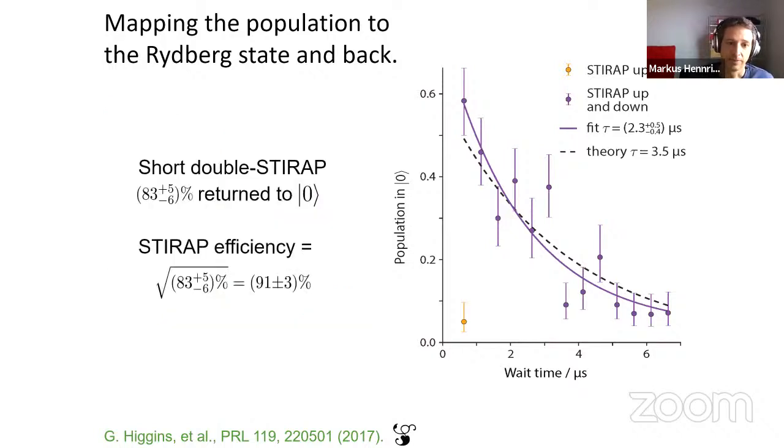We can then make a very, very short double STIRAP sequence going up and down very fast. And we see that we can transfer 83% of the population back to the ground state, which means that the STIRAP going up is at least 91% efficient. Actually, there was a theory paper from Nikolai Vitanov's group recently who showed that due to interference effects, it could be even higher than 91%. So we have quite a high efficiency for bringing the population to the Rydberg state.